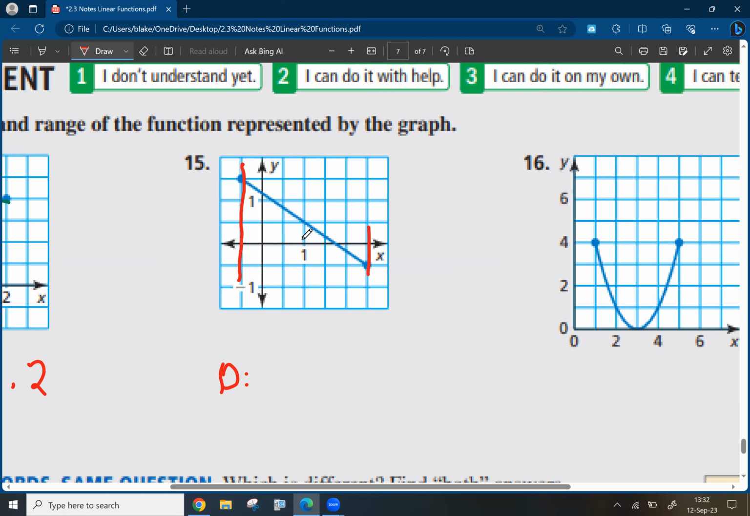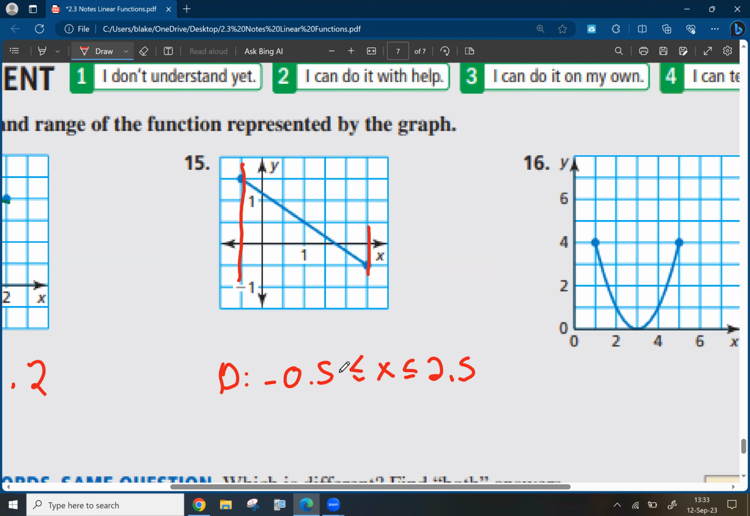-0.5 to 1, 1.5 to 2.5. So it's not numbered very well, but if we count it out, that would be -0.5 to 2.5. So from -0.5 all the way to 2.5. Because again, it's a continuous line, no gaps. So it goes from the beginning to the end seamlessly. That's -0.5 to 2.5.